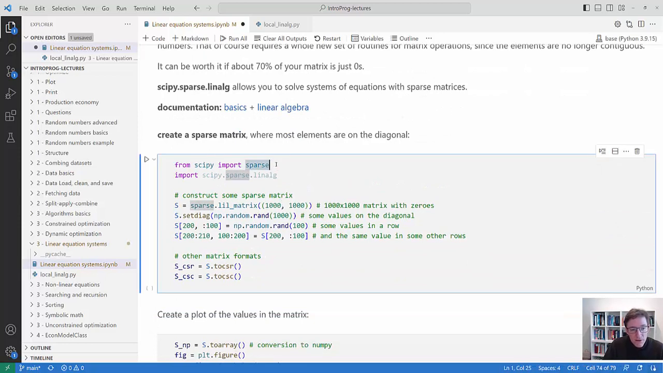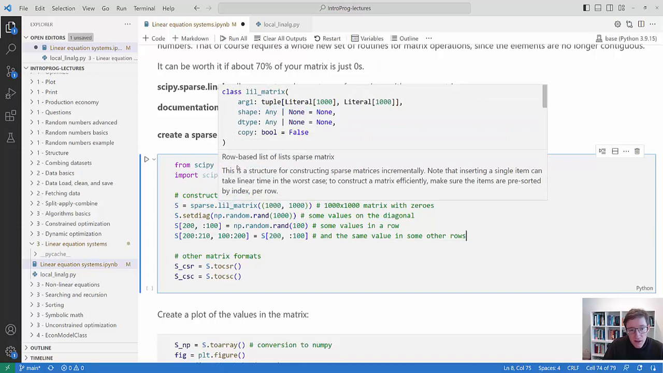If you import sparse from scipy, then you can also import scipy.sparse.linalg, and then I here create some 1,000 times 1,000 matrix where I put some values on the diagonal, and I put some random values in some specific row, and I put the same values in some other row. This is just some random matrix. Here I created it as some specific form of matrix, a row-based list of lists sparse matrix.